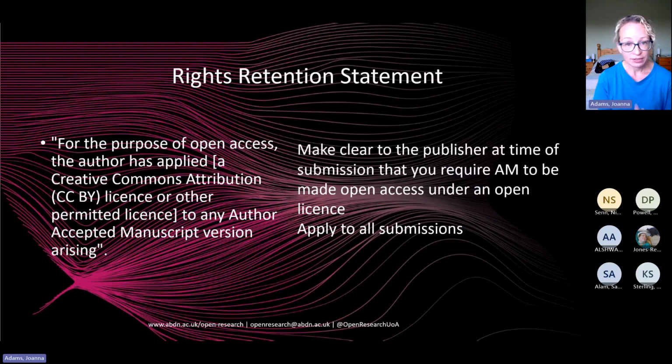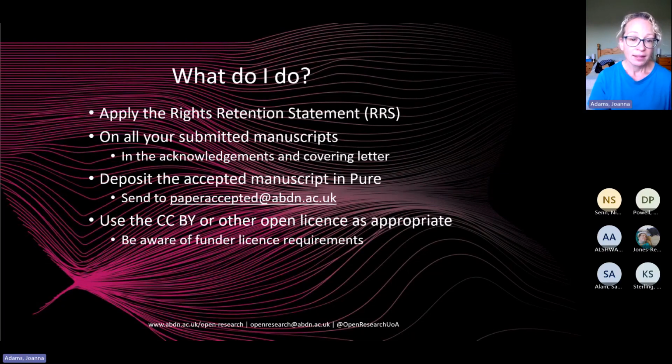And we recommend that you apply that to all of your submissions, whether you think it will be made open access under another route. And that means that you're covered if you're not accepted in your first choice of publication and your article goes somewhere else. You've got that statement in and you've ensured that the publisher knows that you will be keeping the rights to your accepted manuscript. That's really easy. That's all you have to do.